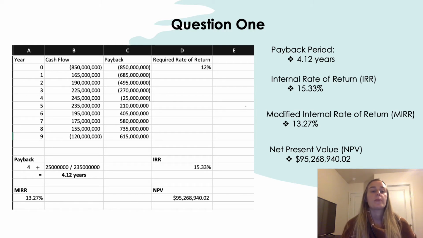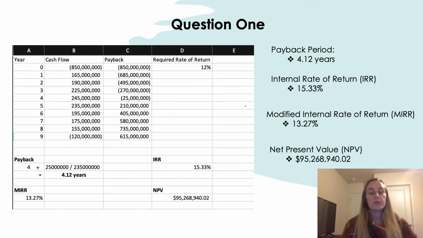So we take that $25 million that we still have left over in the negative, and we divide by our next cash flow, which is $235 million. When you take that, you get 0.12. Then you add it to the 4 full years that you had before, and you get 4.12 as your payback period.